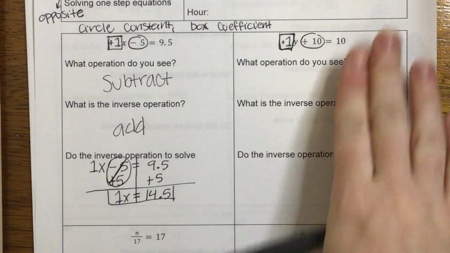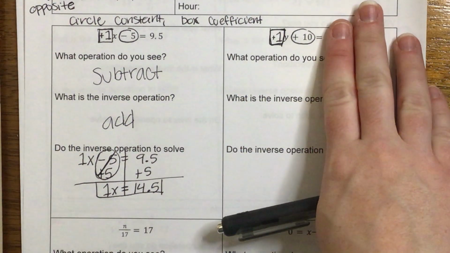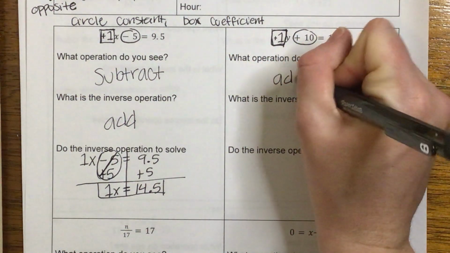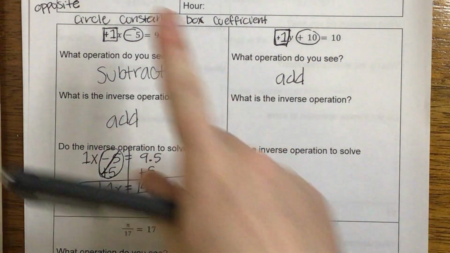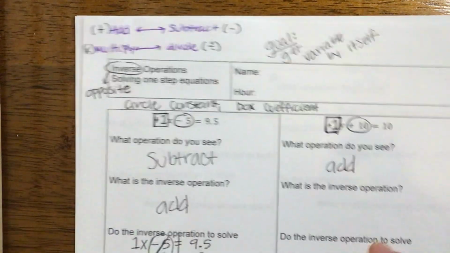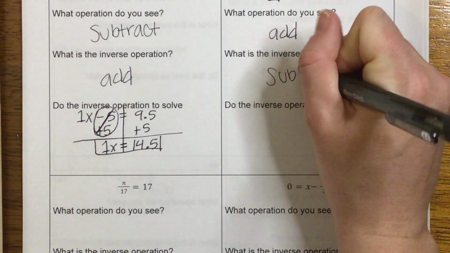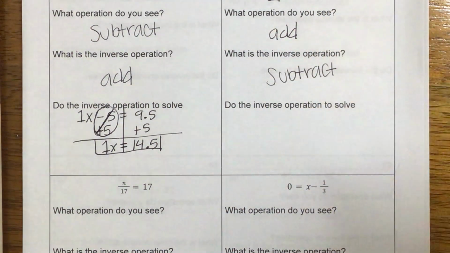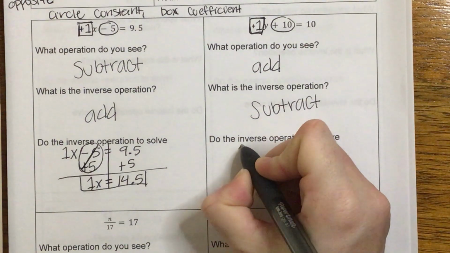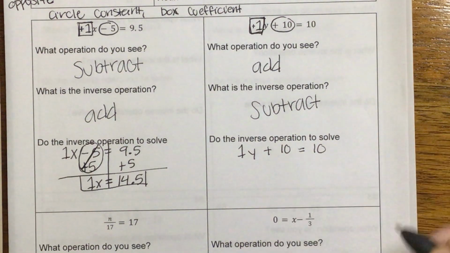Okay. I'm going to look at what's happening to my variable. I'm adding 10 to my variable. So the operation I see is that I'm adding. The inverse of adding is subtracting. That's its opposite. So I'm going to rewrite my equation: 1y plus 10 equals 10.